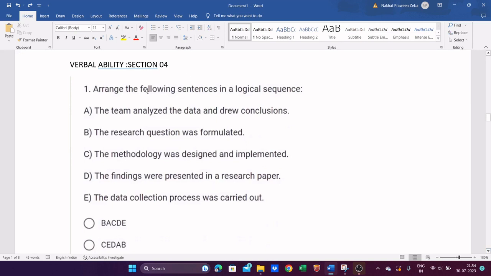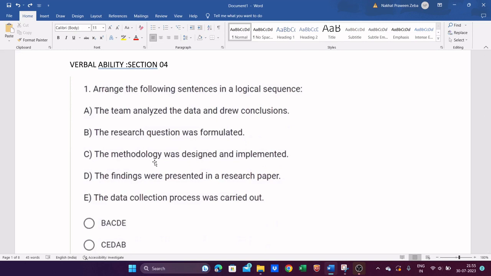First one starts with arrange the following sentences in a logical sequence. The team analyzed the data and drew conclusions. So I don't think that conclusion can be first. Conclusion can be in the last, right? So it will not be in the first sequence. Then the research question was formulated. Okay, question was formulated, but before that there should be any data found or something. Okay, the data collection process was carried out. I think okay this one. And then the methodology was designed and implemented. No, the findings were presented in a research paper.